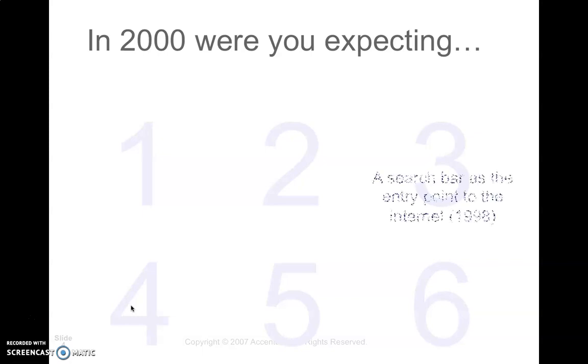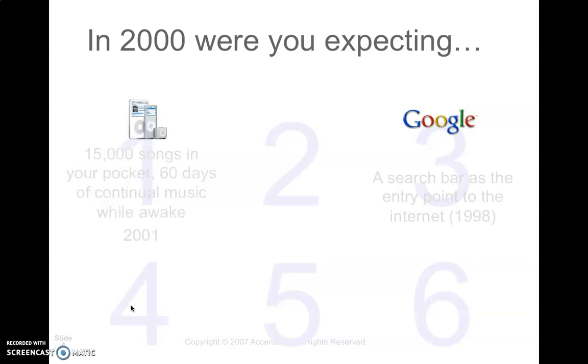So in 2000, people were not expecting that a little search bar was going to be the main way to explore the internet. This is when Google turned up in the early noughties, obviously founded in 98, but it really took off in the early noughties. We weren't expecting to be able to carry tons and tons of music around in our pockets when things like the now obsolete iPod first turned up. Obviously, they're now integrated within most mobile devices.